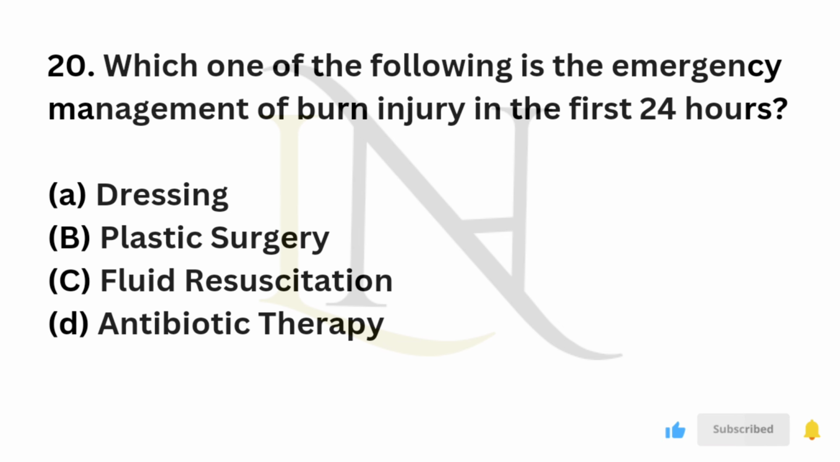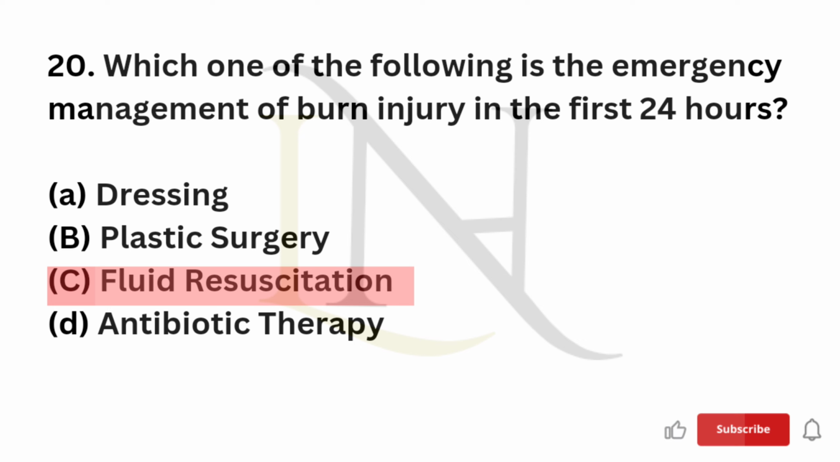Next, which one of the following is the emergency management of burn injury in the first 24 hours? Option A, dressing. Option B, plastic surgery. Option C, fluid resuscitation. Option D, antibiotic therapy. We will see the answer.